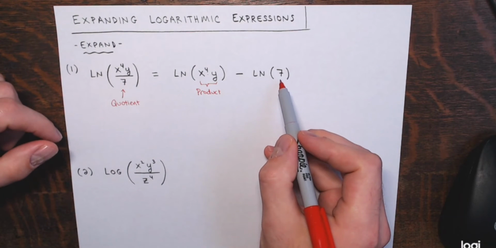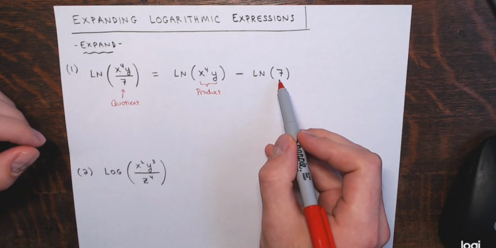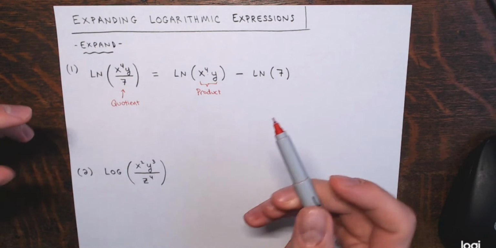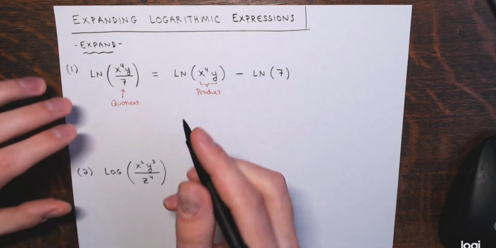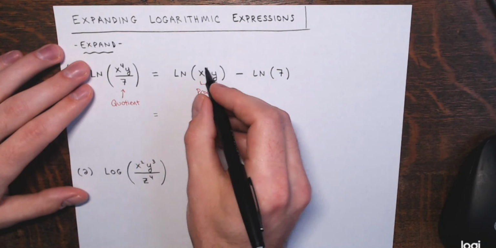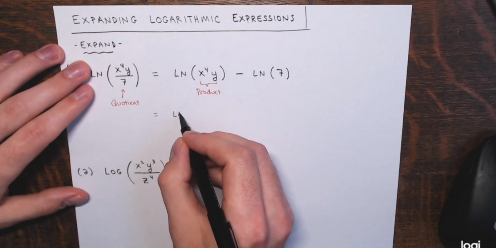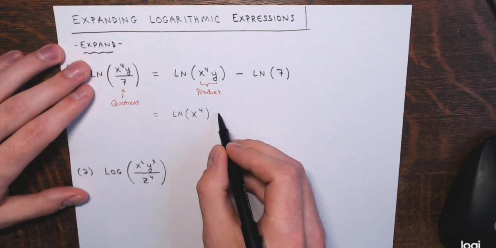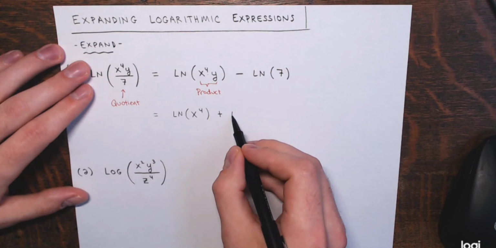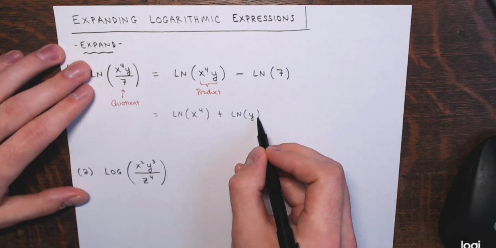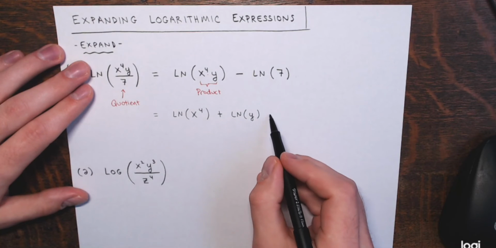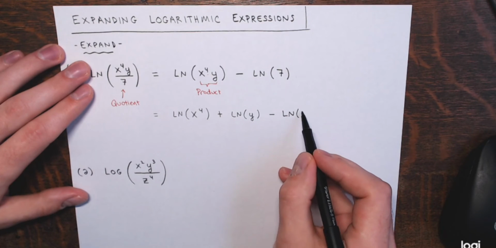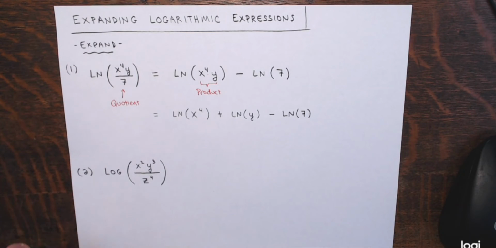And then for the natural log of 7, I'm done. Because 7 is not a product, it's not a fraction, and it's not all raised to some power. Right? So then I'm applying the product rule to this first logarithm. So this is equal to the natural log of the first factor, x to the fourth, plus the natural log of y, the second factor. All right, and then we still have this minus the natural log of 7 from earlier. All right, I'm almost finished.